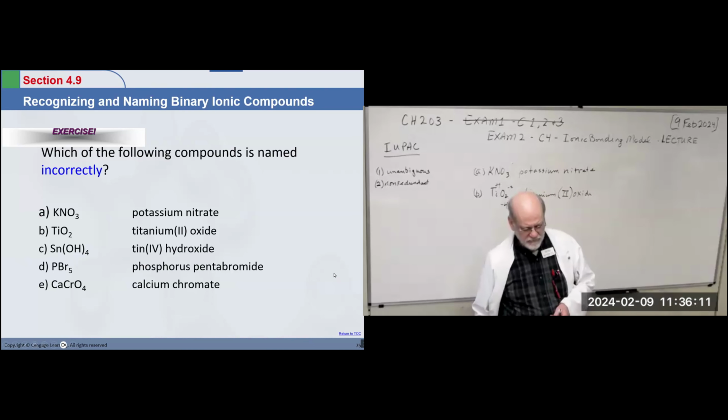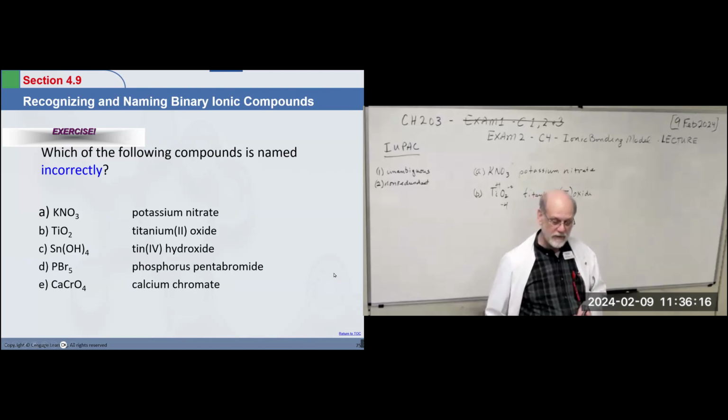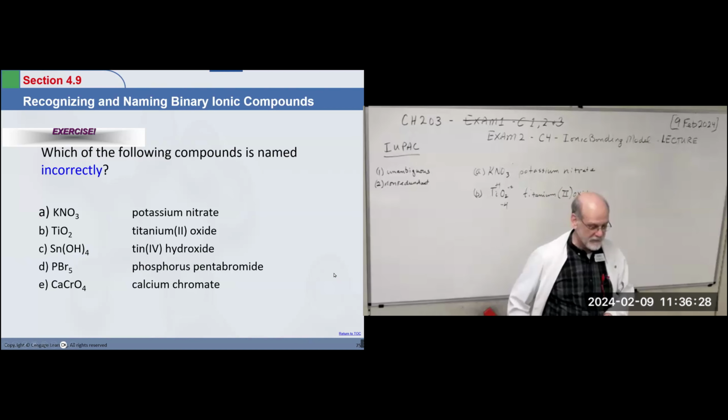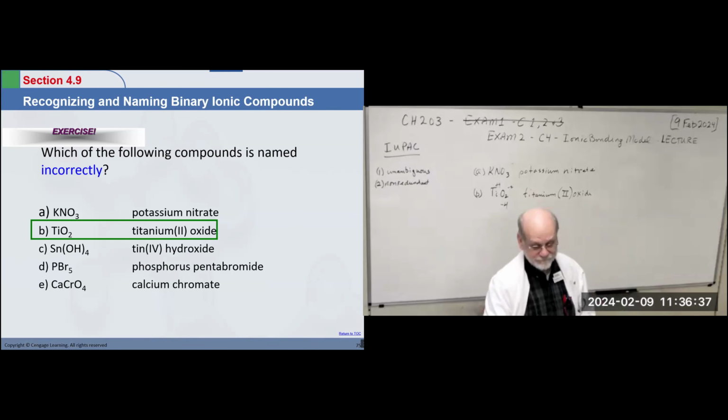And then last one, calcium is a fixed charge, right? It's an alkaline earth. So it's a 2 plus charge, and CrO4 is a 2 minus charge. We just have to say calcium chromate. CrO4 is chromate polyatomic ion, right? It's right there in your list. Right, so the only one that's wrong is B. It was not written correctly.